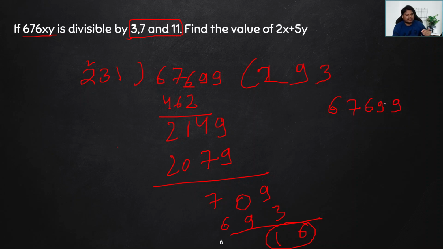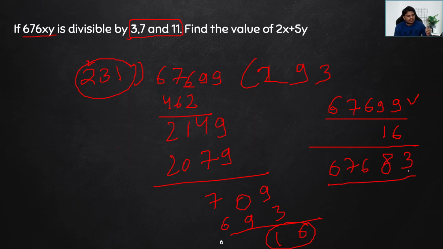Now understand what happened in this question. The remainder for this number is 16. If I remove 16 from it, I will get a number that is divisible by this number, 231. So this is the number that is divisible by 3 also, 7 also, 11 also. I hope you understand this. So what is the value of xy? That is 8 and 3. So just put it here: 2 into 8 plus 3 into 5. That is 16 plus 15, 31 is the answer.